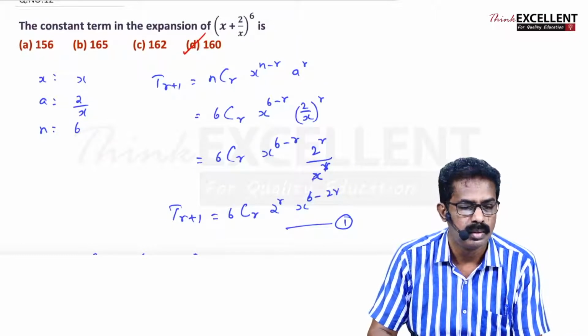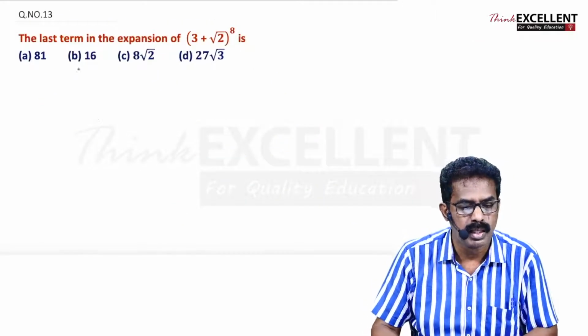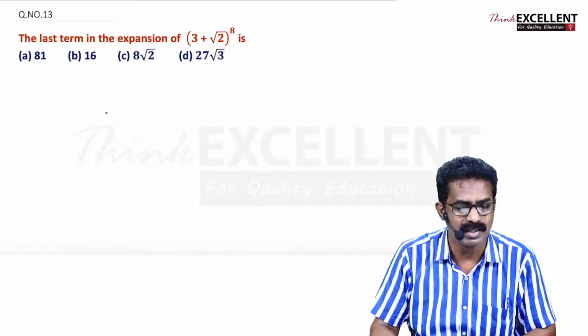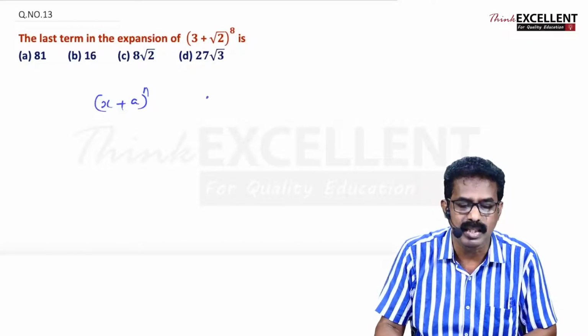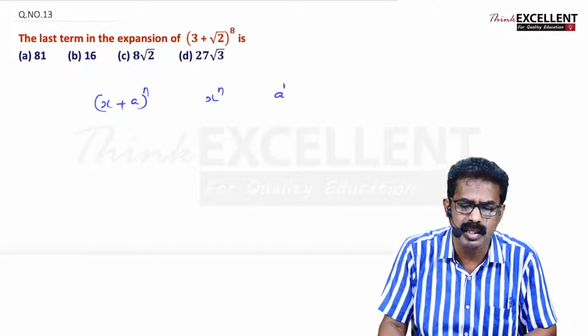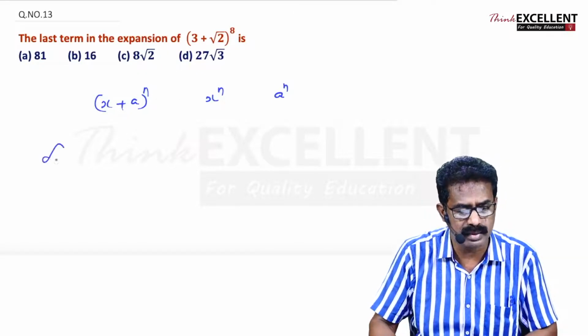Okay, now let's move on to question number 13. The last term in the expansion, very simple thing, right? Suppose x plus a raised to n. The first term is x raised to n. The last term is a raised to n, right? The coefficient will be 1 only. So here they asked to find the last term.